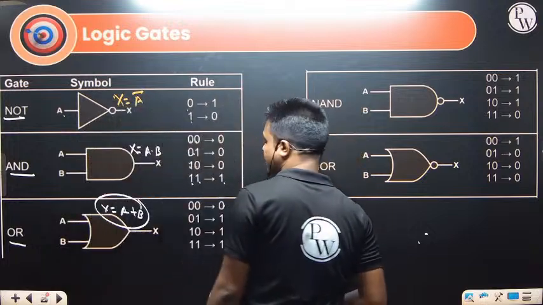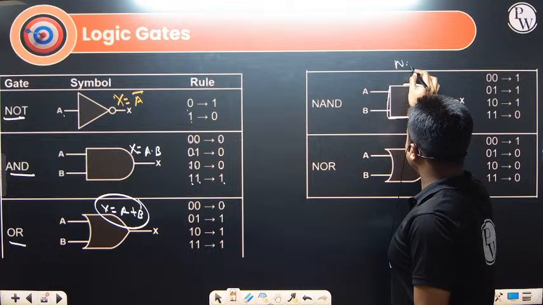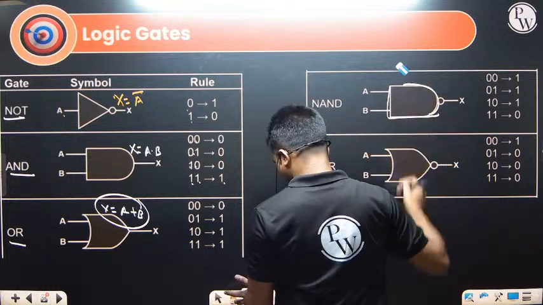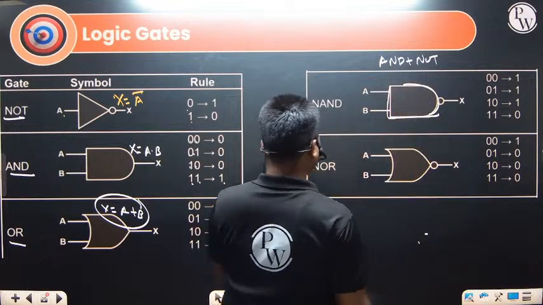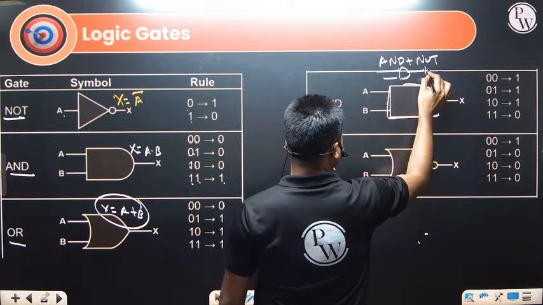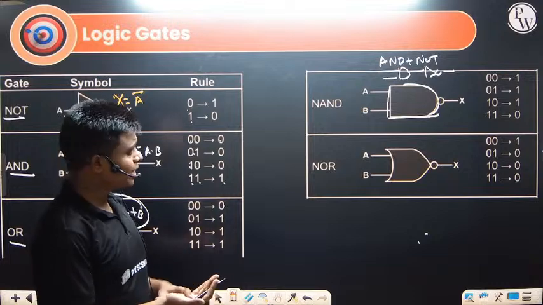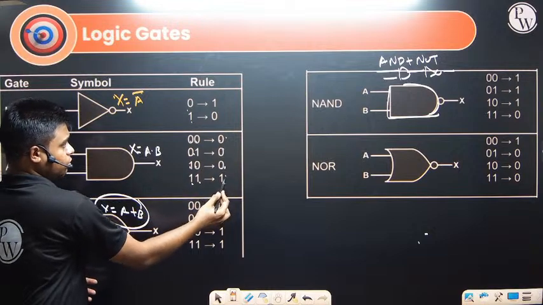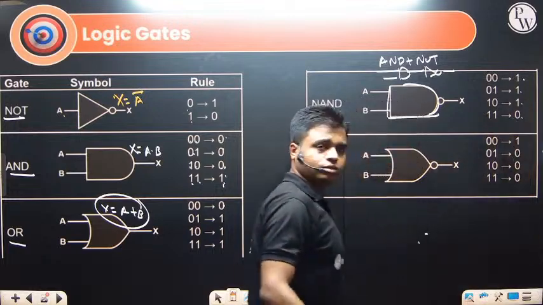This one is the NAND gate. What is the NAND gate? NOT of AND. So this is NOT plus AND, or I can say it is the reverse of that, that is AND plus NOT. First we get the AND gate and just do the opposite of this. For the AND gate, the final output we are getting is 0 0 0 1, right? So this will be 1 1 1 0.